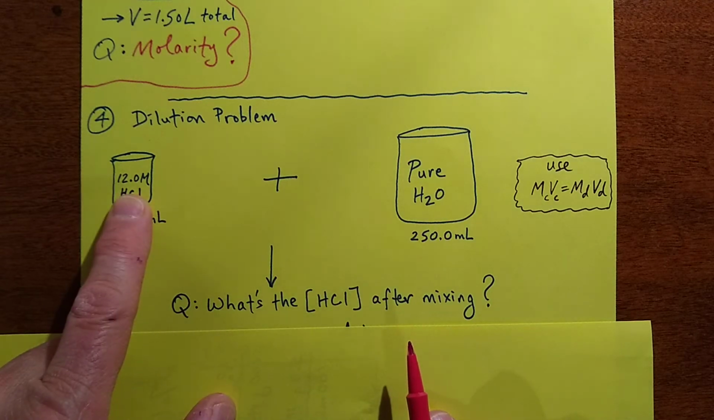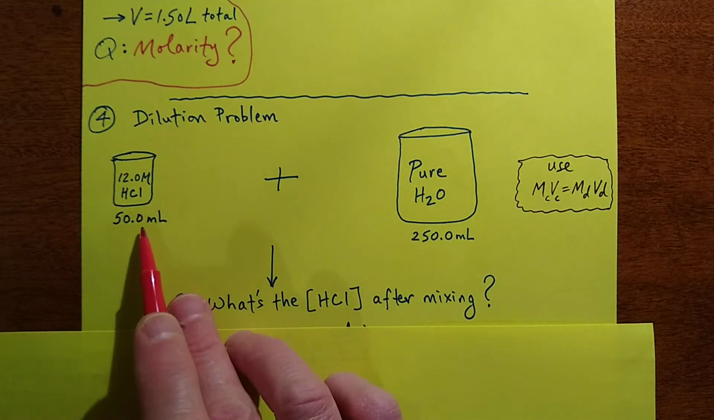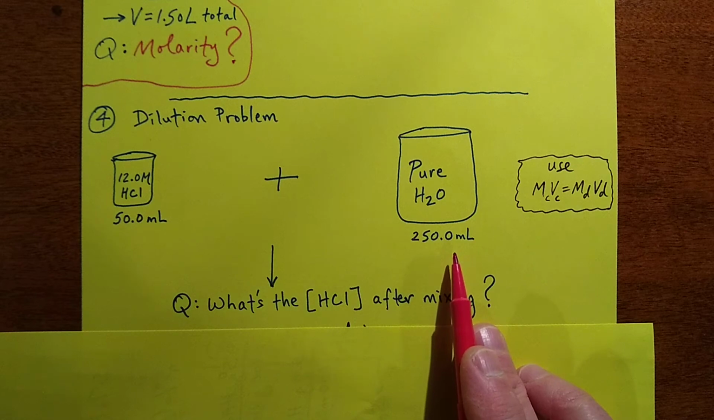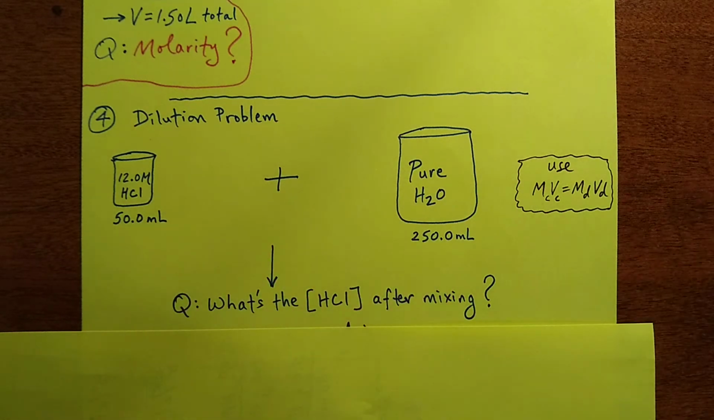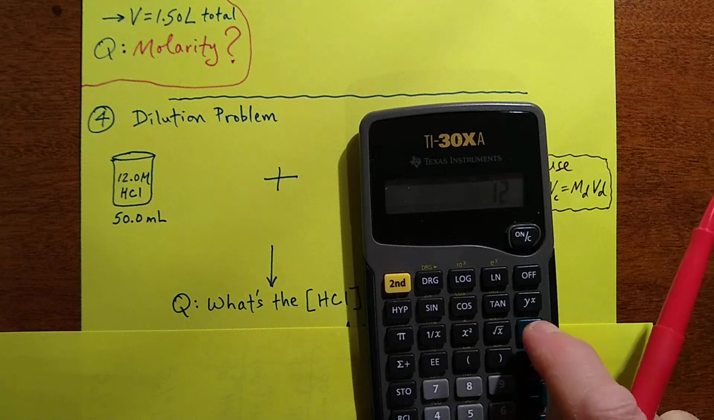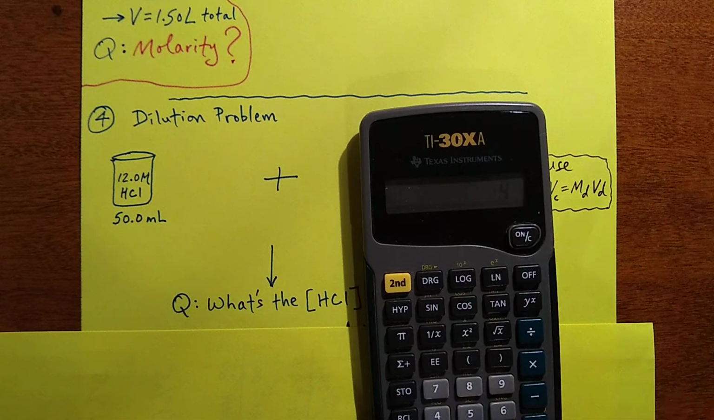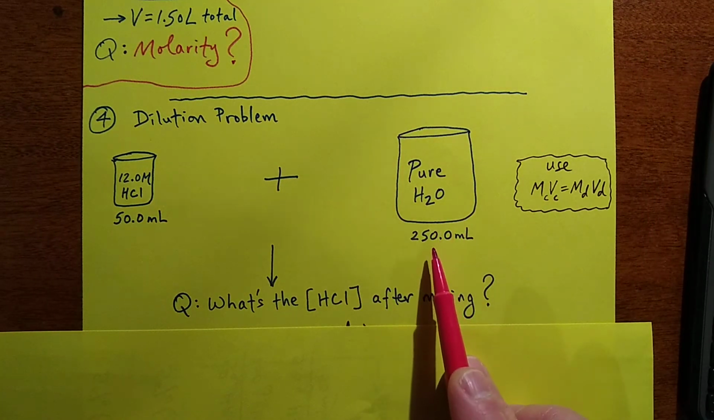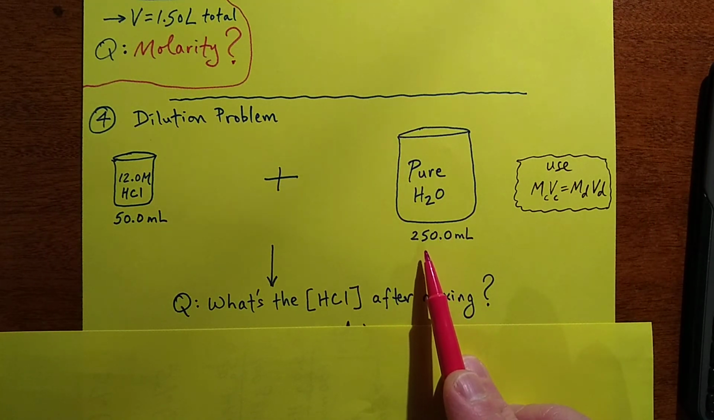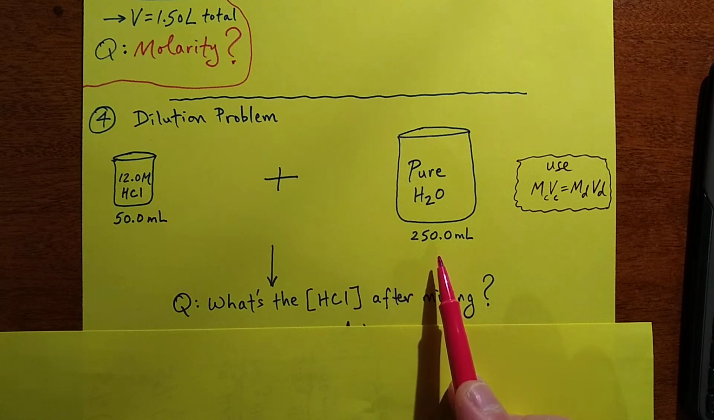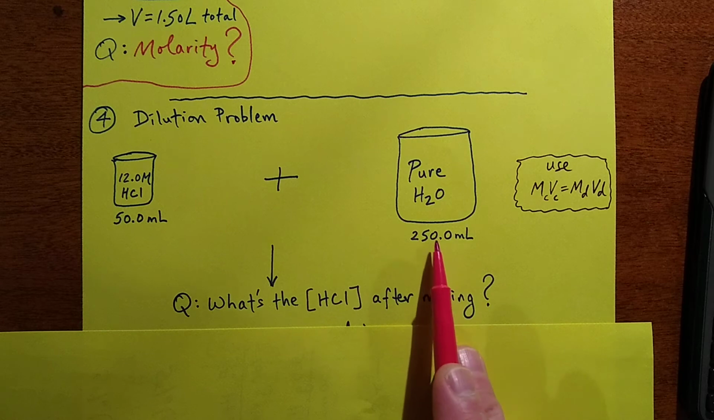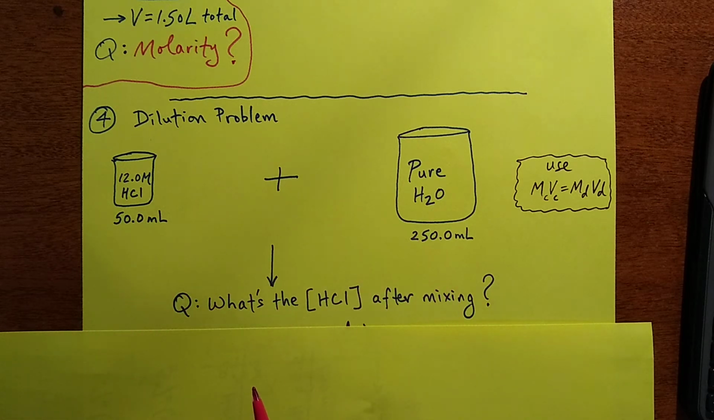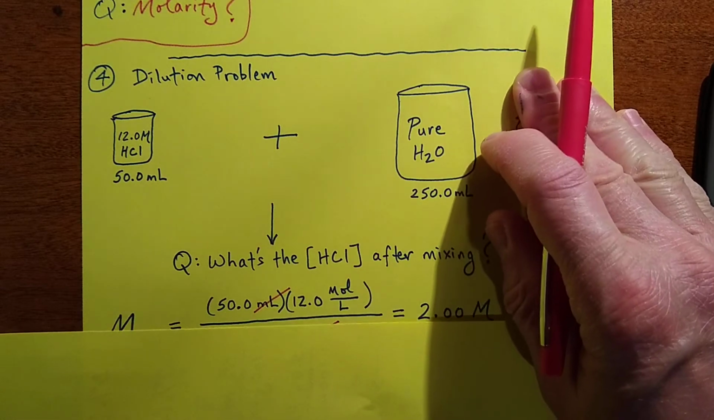Well, it's obviously going to be less than 12 moles per liter because I'm diluting it. But what is it? Some people think, well, it's just 50 to 250. I'm diluting it by 5. So that would mean the answer would be 12, the original concentration, divided by 5, which would be 2.4. But they'd be wrong, because they're not reading the problem correctly. I'm not diluting it to 250 mils. I'm adding 250 mils of water. So my total volume is actually the sum of this volume and this volume, which is 300 milliliters. So read the problems very carefully.